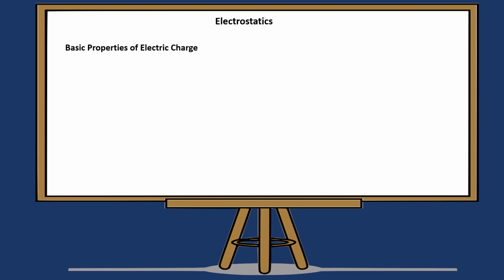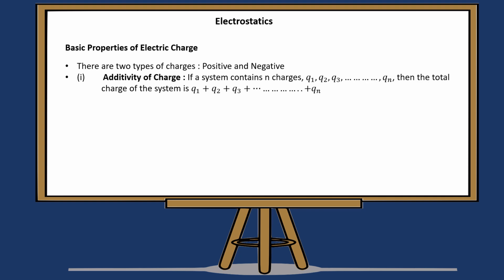Basic properties of electric charges. As we know, there are two types of charges, positive and negative. The first property is very simple: additivity of charge. If a system contains n charges, q1, q2, q3, etc., qn, then the total charge of the system is the sum of all charges, that is, total charge q is equal to q1 plus q2 plus q3 plus q4, etc., up to qn.